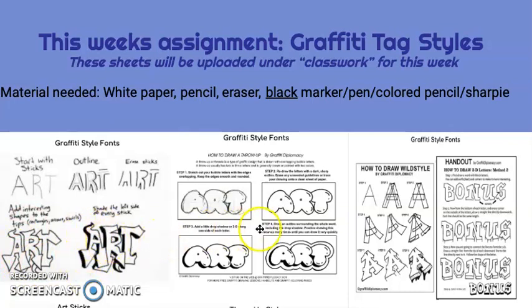If you notice, all these fonts have black shadows. That's what makes the tag kind of stick out and look 3D. So you are just simply following whatever it does. This bubble style throw up shows you how to write the word art. Wild style, you're writing just the letter A. And then in the 3D letter, the blockbuster style, you're writing the word bonus.